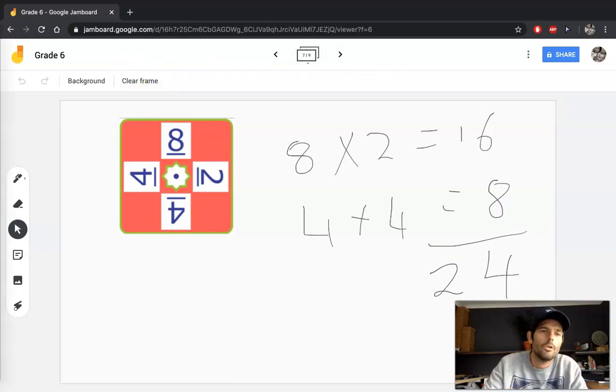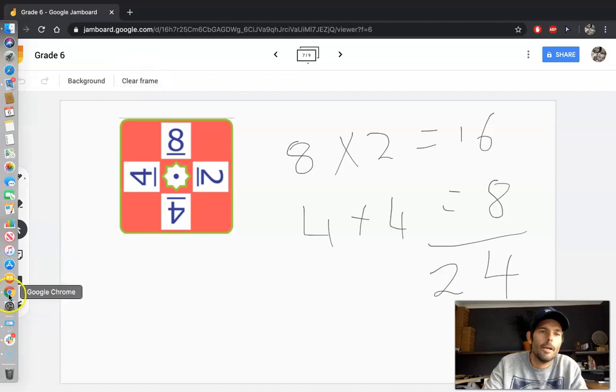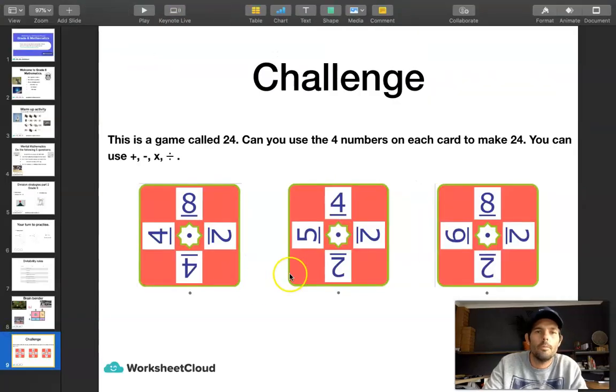So what you guys need to do for a little bit of practice and a challenge at home is to work out what this tile is. It needs to work out to 24, and then a separate one for the third tile that needs to calculate to 24.